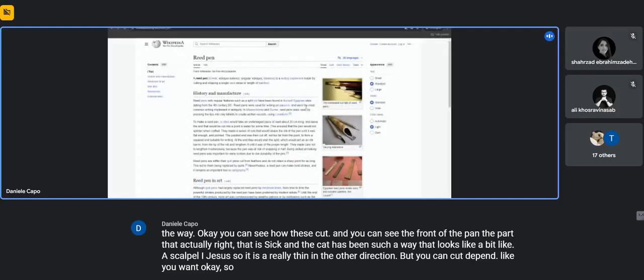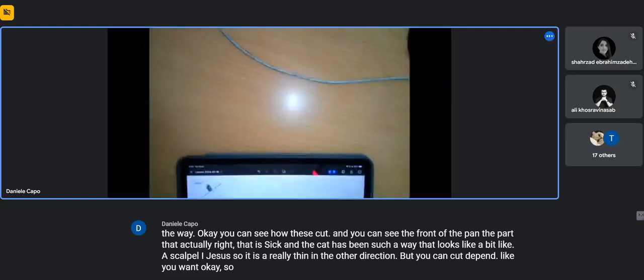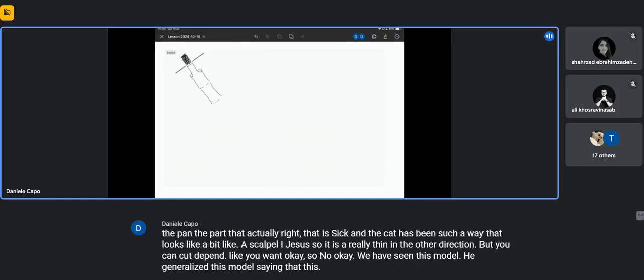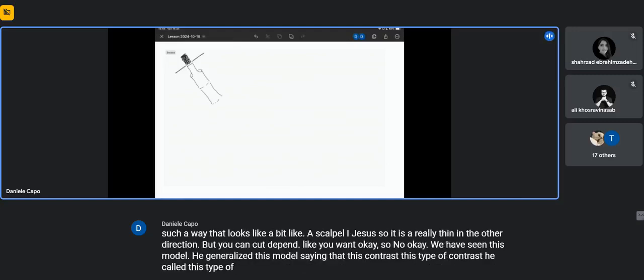We have seen this model. He generalized this model, saying that this type of contrast, he called this type of contrast, contrast by translation.